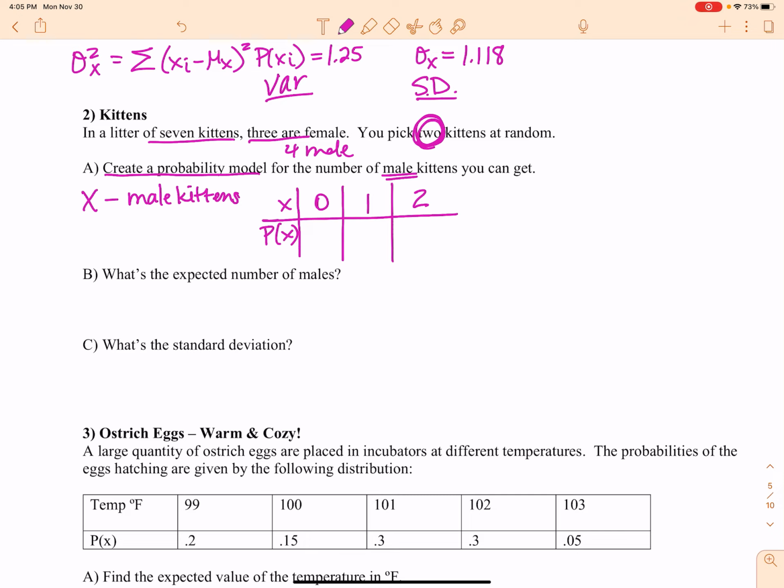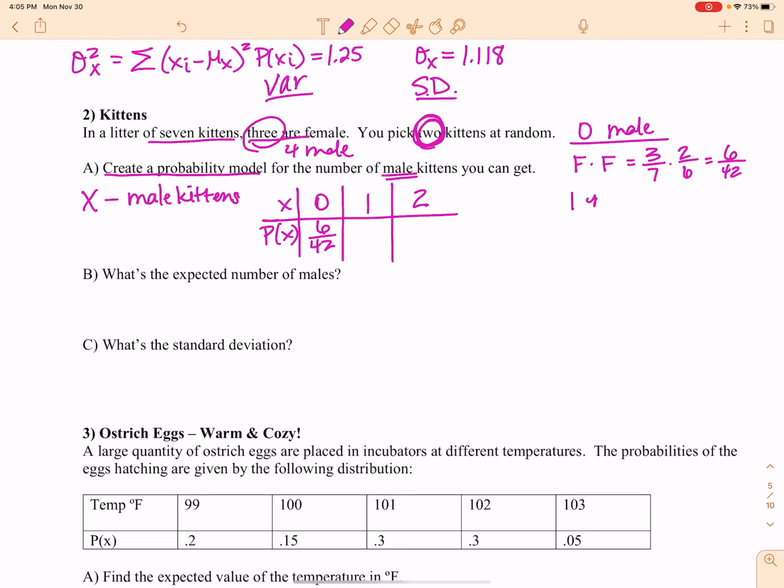So now I need to find the probabilities. Well, when I'm talking about 0 male kittens, that means I've got a female and another female. So the probability one of the kittens will be a female, since there are 3 females out of 7, this would be 3 over 7 times 2 over 6, because once you've taken one of the females out, there's one fewer now. So when I multiply this, I get 6 over 42. So that's going to be the probability for 0 male kittens.